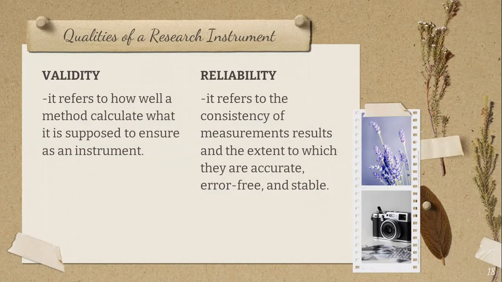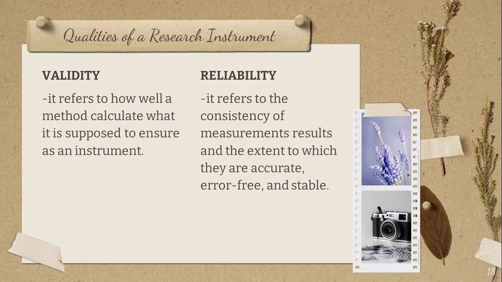And to get an accurate data, research instruments must have these two qualities. We have the validity and reliability. Validity refers to how well a method measures what it is supposed to measure as an instrument. And reliability refers to the consistency of measurements, results, and the extent to which they are accurate, error-free, and stable. Thus, research instrument must be both valid and reliable.